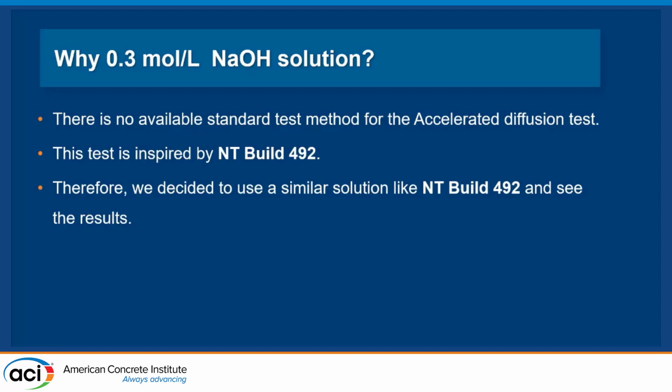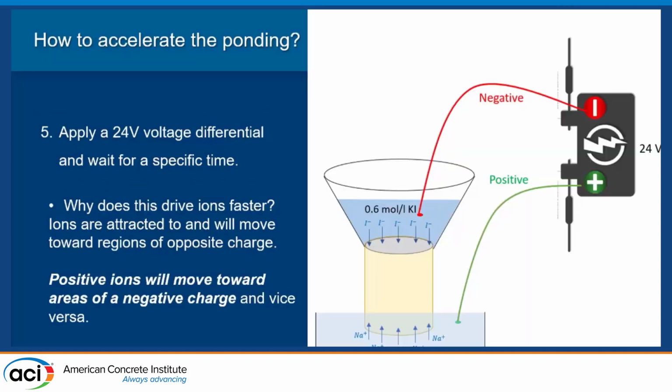NT Build 492 applies the voltage differential, breaks the sample, sprays silver nitrate on top of the sample, and measures the color change. However, here we are following another procedure. We are going to get the penetration depth based on the concentration profile. But the only thing that we have right here is NT Build 492, and this is the first guess, using sodium hydroxide as our anolyte.